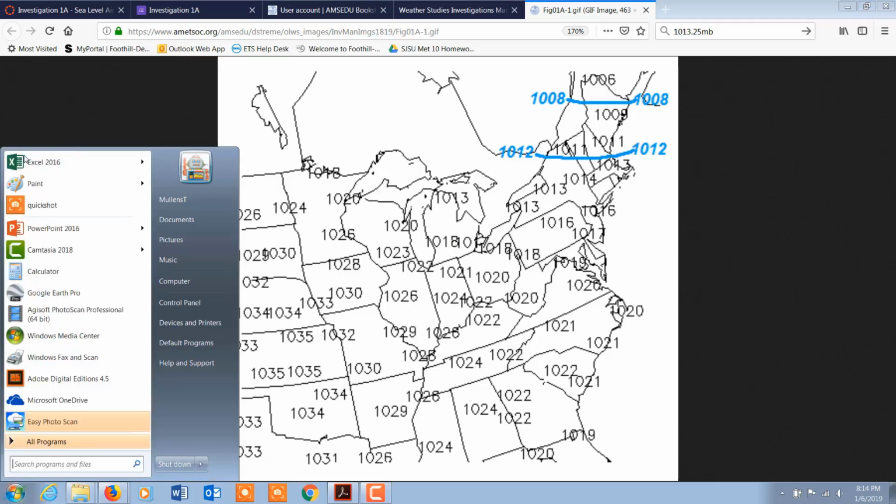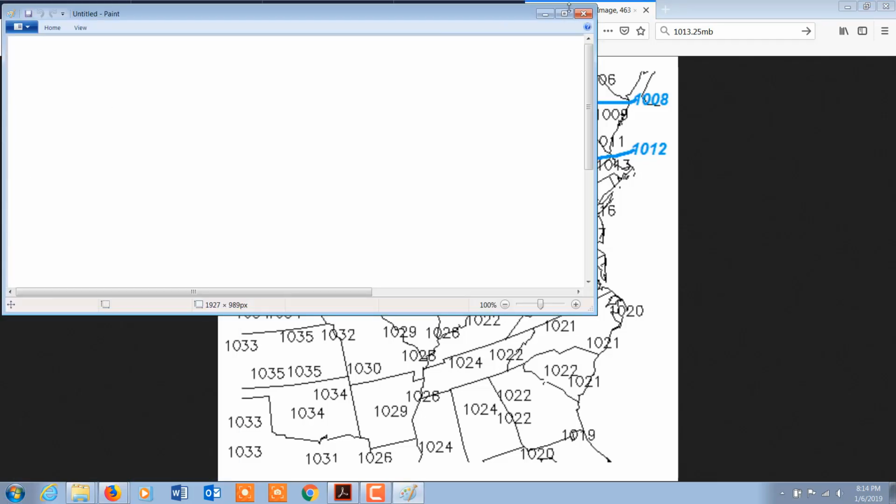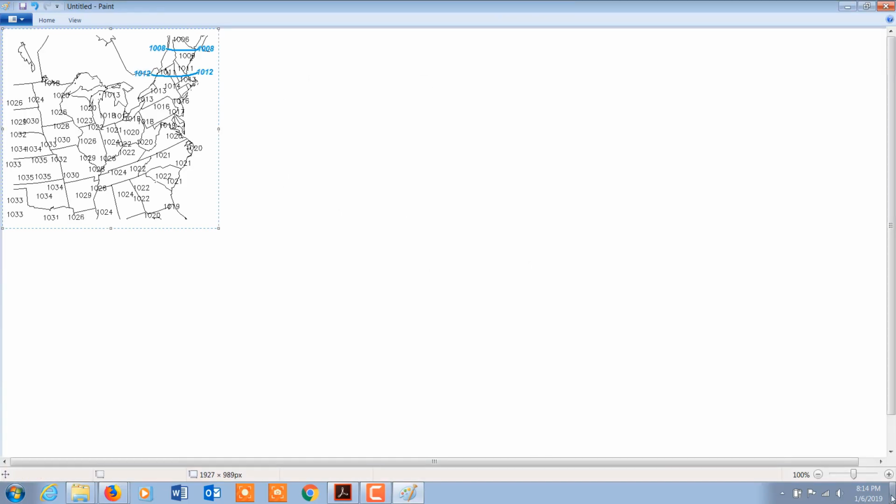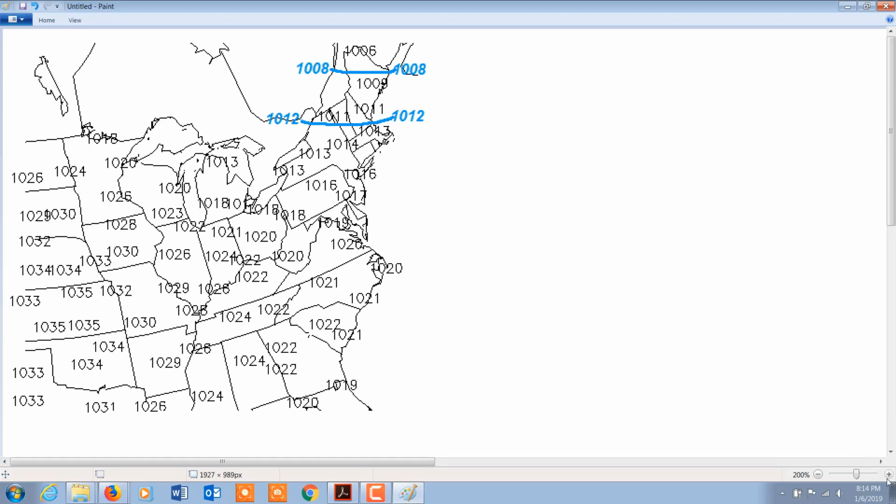You could print it out if you want to, but I'm copying it, and I'm going to open it up in a Microsoft Paint document. There we go. Alright? So, again, the very first thing you want to do, before you even draw isobars, is identify where the lowest pressure is and where the highest pressure is.